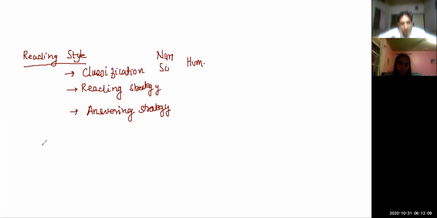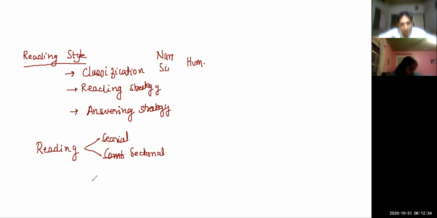Let us quickly discuss the reading strategies for different types of passages. Basically, there are two reading strategies. The first is serial and the second is combing. I'll rather call it sectional, serial and sectional. So what do we mean by serial reading?